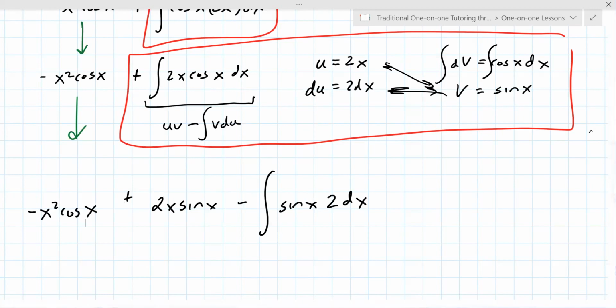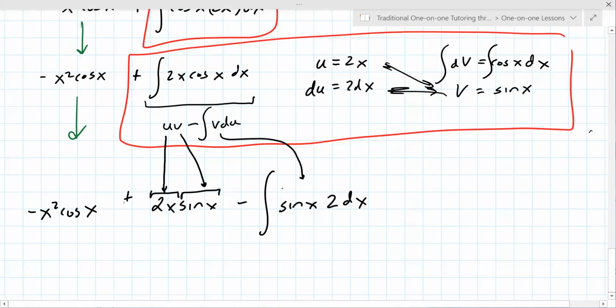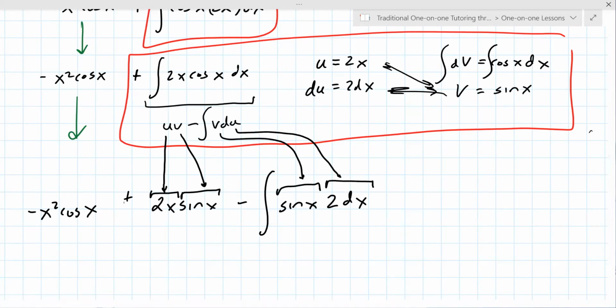Just substituting, that's u, that's v, that's v again, that's du again, dv, the rest. 2 dx. Okay.